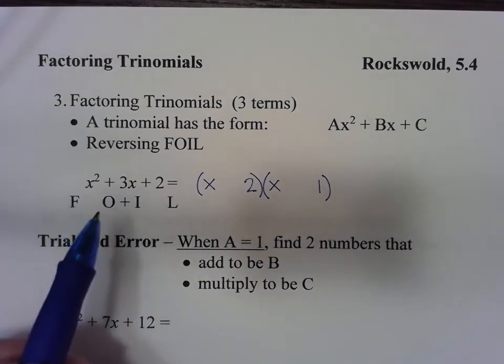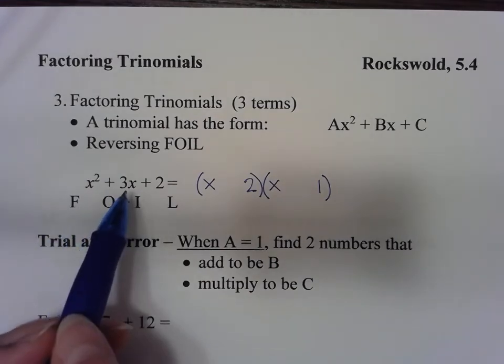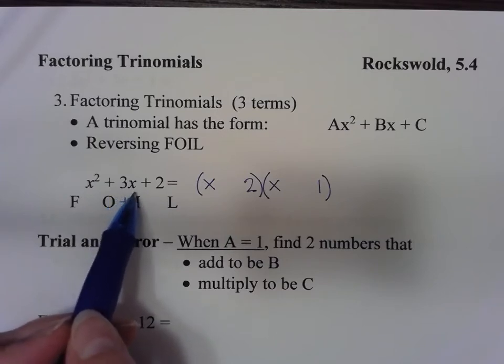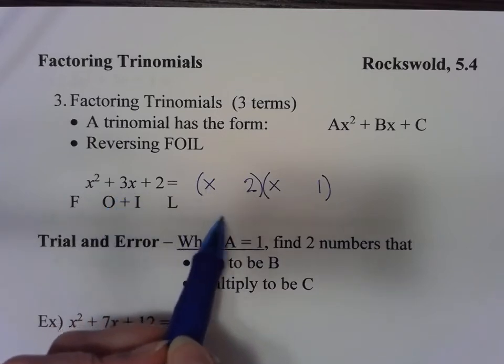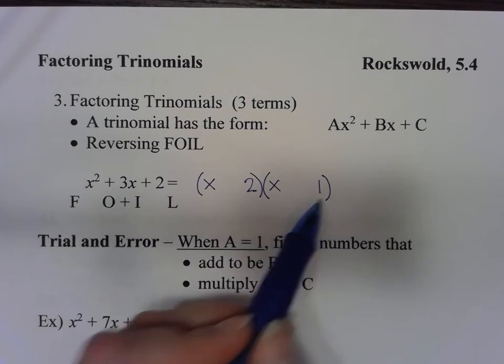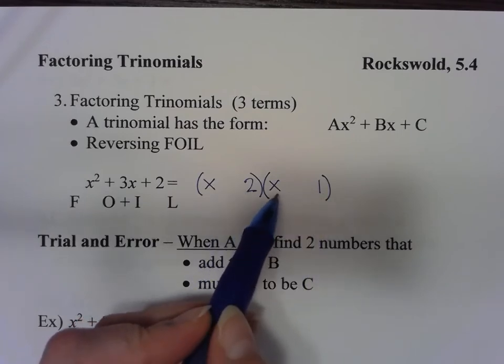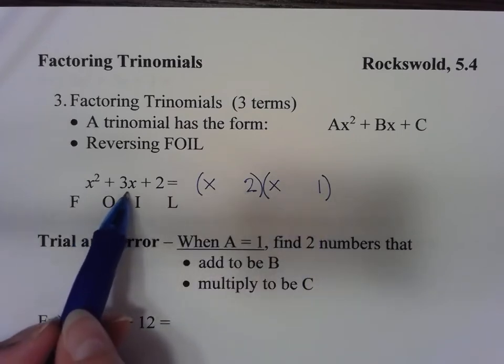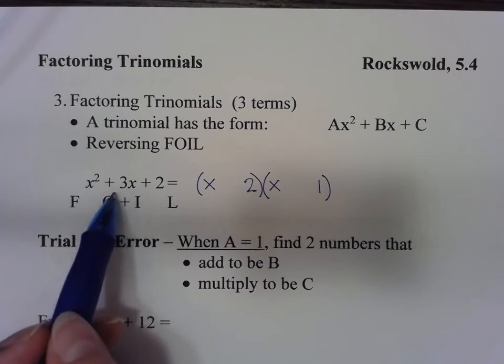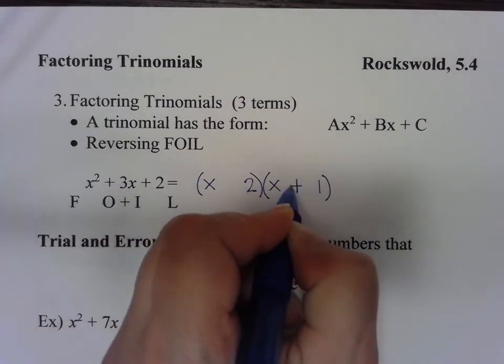Okay, and then to make sure that this works, these numbers in the back also need to add up the outside, x times 1, and the inside, 2 times x, need to add up to 3x. And they will if they're both positive.